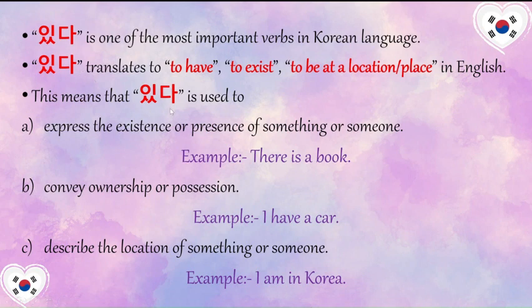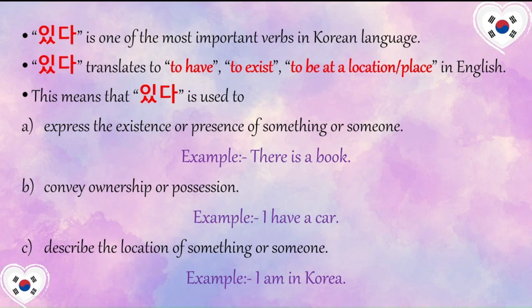So now let's talk about these three situations in which itta is used. First one is it is used to express the existence or presence of something or someone. Okay, for example, if you want to translate there is a book in Korean, then you are going to use the verb itta. Okay, जब आपको किसी चीज़ की presence को express करना है तो आप itta verb use करोगे उस टाइम पे.